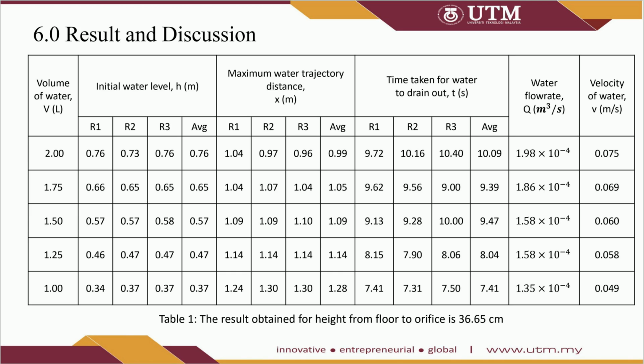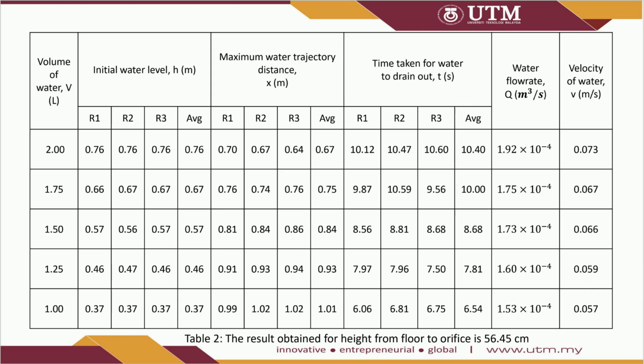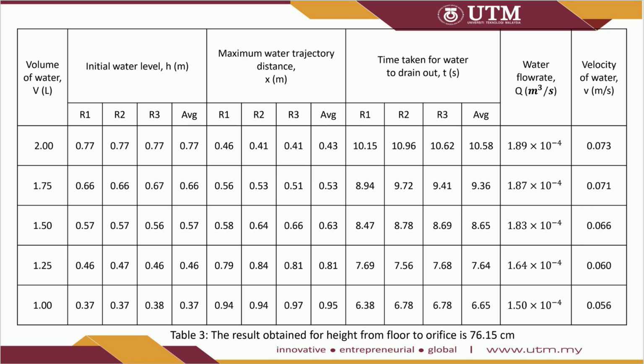My name is Umar Irfan bin Malta, and I'm going to present about the results and the discussion. For the results, we were given 3 tables. Table 1 is the result obtained for height from floor to orifice, which is 36.65 centimeters. It is completed with the water flow rate and also the water velocity, and also the time taken for water to drain out and the maximum water trajectory distance. For table 2, it is the result obtained from height from floor to orifice, which is 56.54 centimeters. And for table 3, the result obtained is for height from floor to orifice, which is 76.15 centimeters.